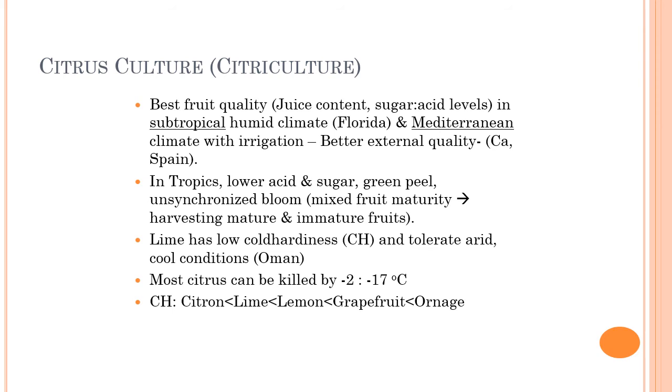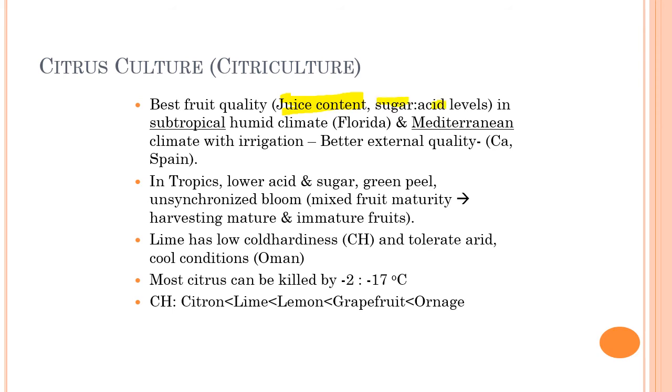The best fruit quality of citrus, like lime or oranges, for example, is known from the juice content, how much juice they make. Because when they are not ripe, they don't make much juice, but when they are ripe, they make plenty of juice. And now when you take the juice, you want to see how much sugar to acid.